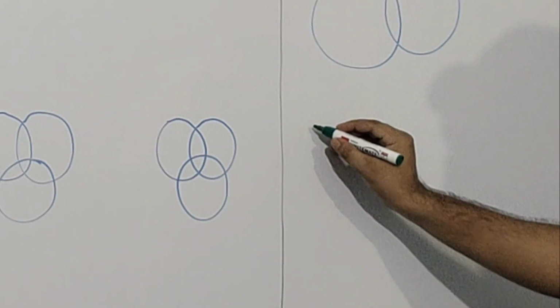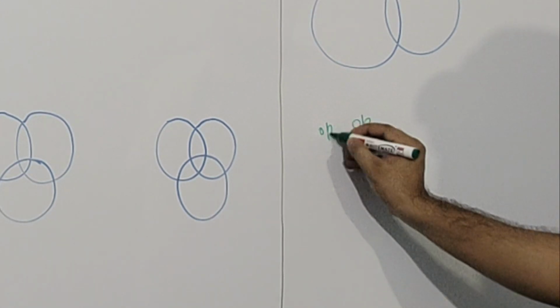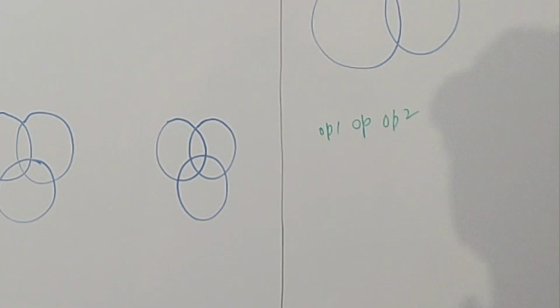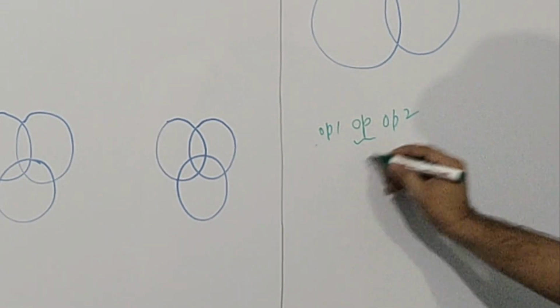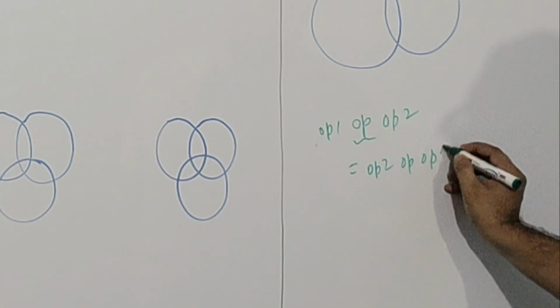Let's say op is any operation, and there is a left operand op 1 and a right operand op 2. This op is said to be commutative if op 1 op 2 is equal to op 2 op 1.